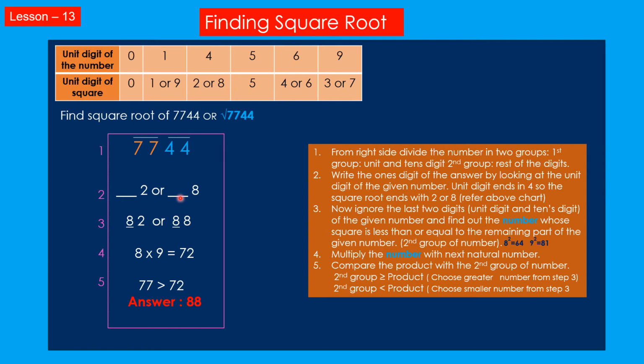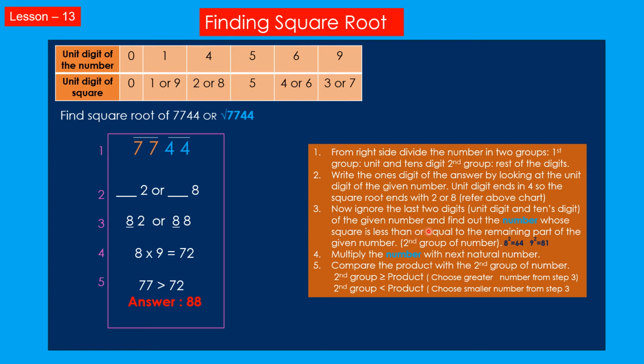Now how do you find the tens digit of the answer? That is the third step. Ignore the last 2 digits and look at the remaining digits. The remaining digits are 77. Now we have to find a number whose square is less than or equal to 77.